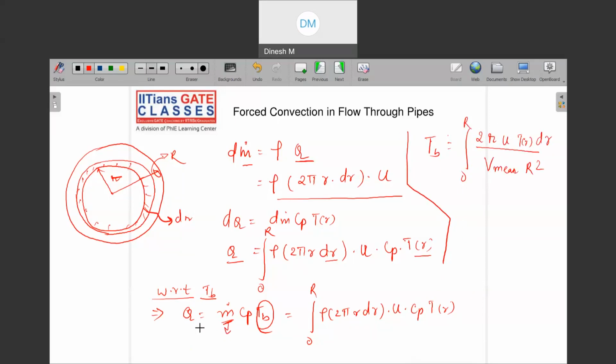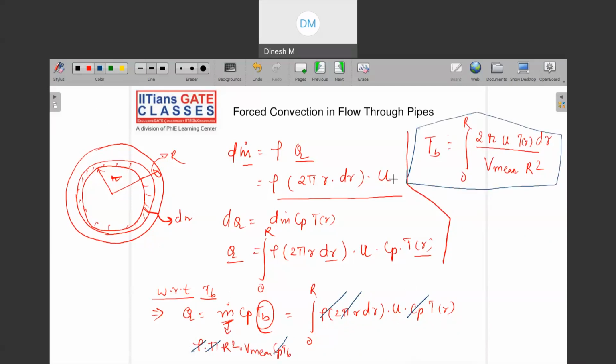How did this come into the picture? You will expand this m dot. And what is this m dot? M dot is nothing but rho into area, and the area is the whole cross sectional area, pi r square, and velocity is V mean, and this is cp into TB. So can you see that from this one and this one, so many terms are being cancelled out? Rho is cancelled out, pi is cancelled out, cp is cancelled out. So if you cancel rho, pi, cp, and write down the other terms, then your TB would look something like this.